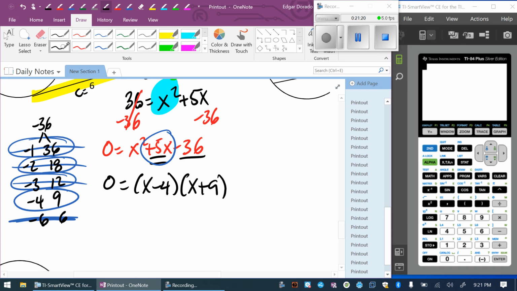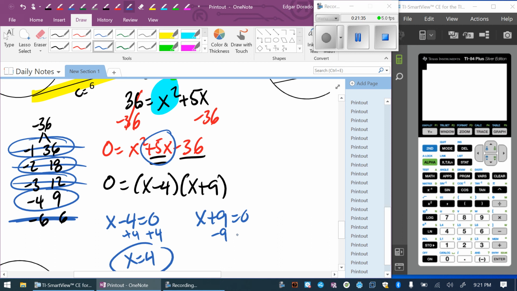And all I got to do now is set each of these equal to 0. So x minus 4 equals 0, or x plus 9 equals 0. I'm going to go ahead and solve them. So add 4, you get x equals 4. And over here, subtract 9, I get x equals negative 9. Now, I have two answers, so maybe there's two solutions here.